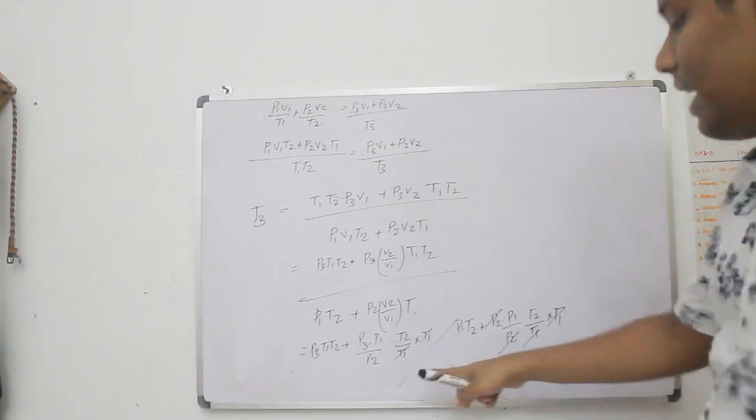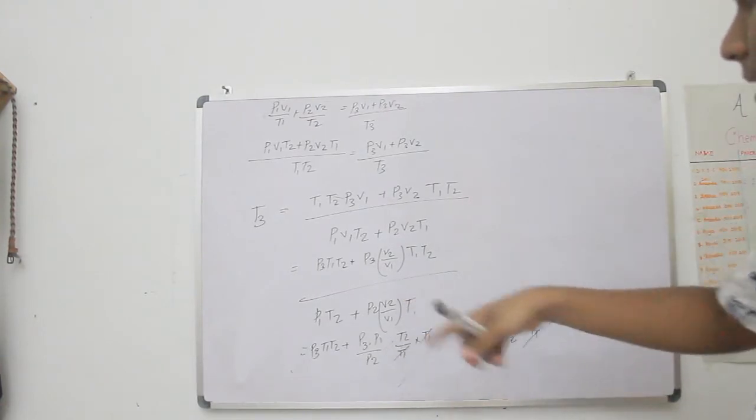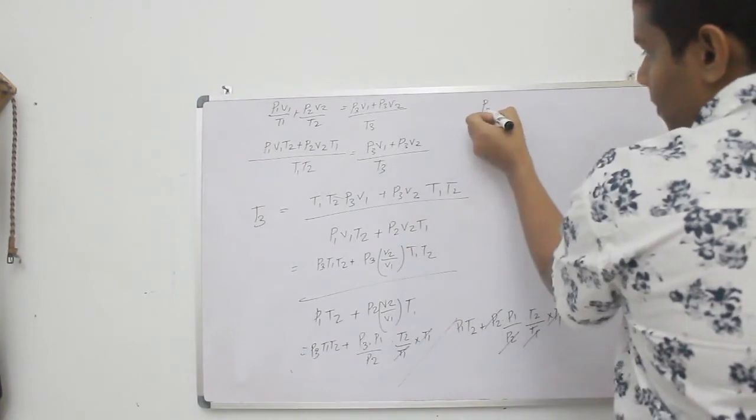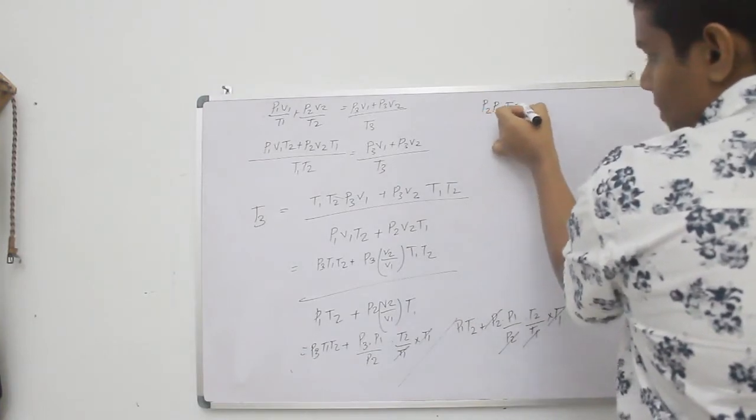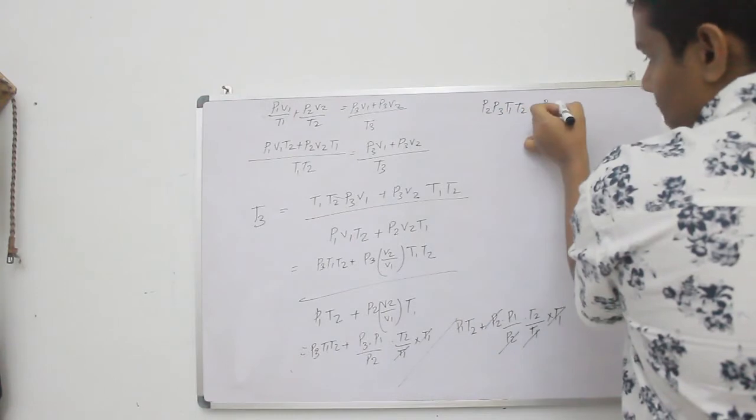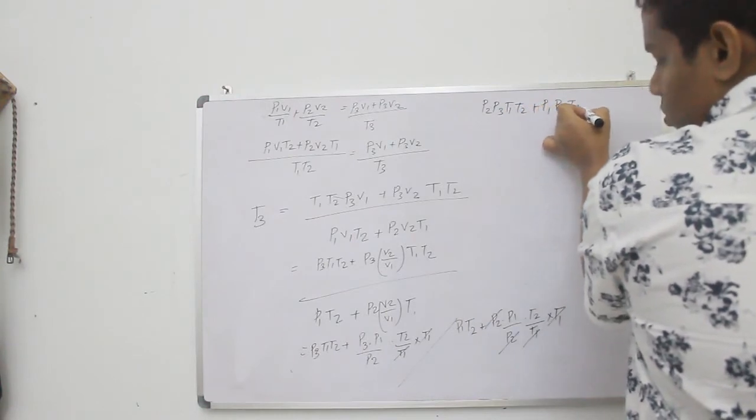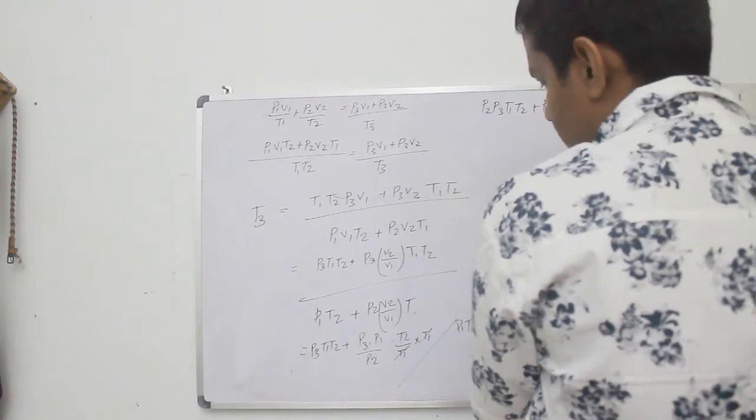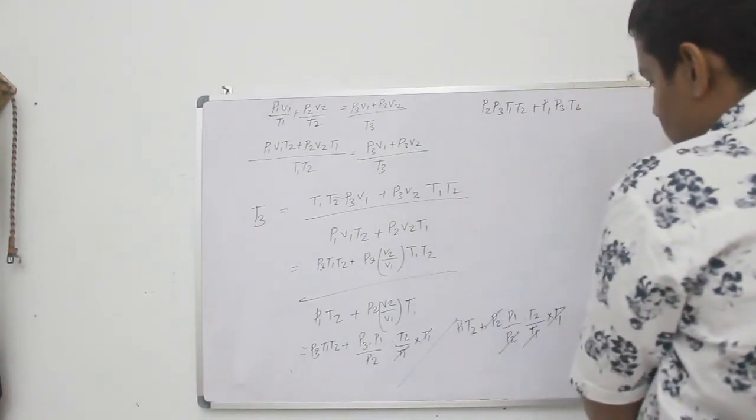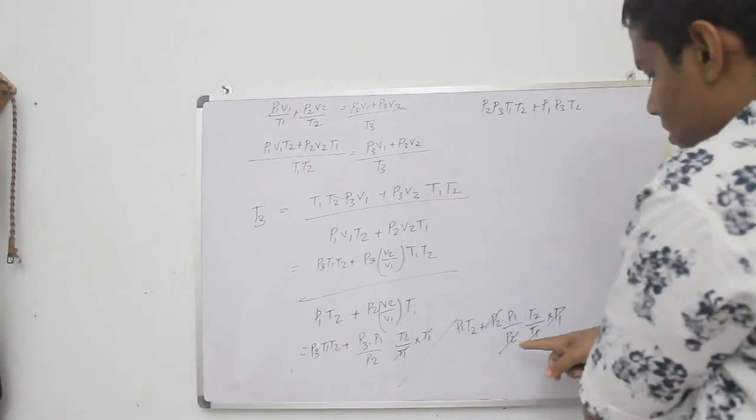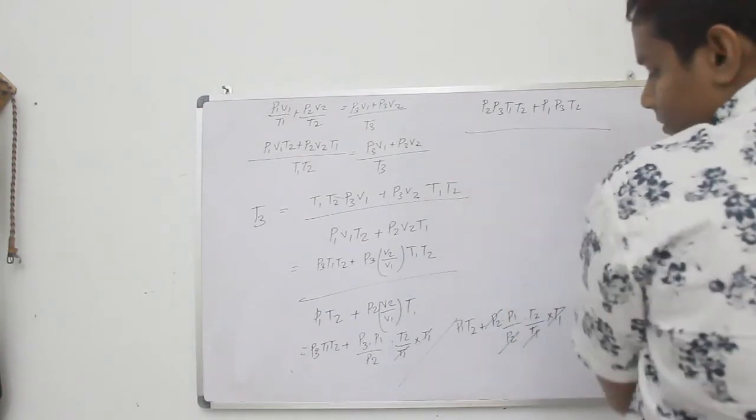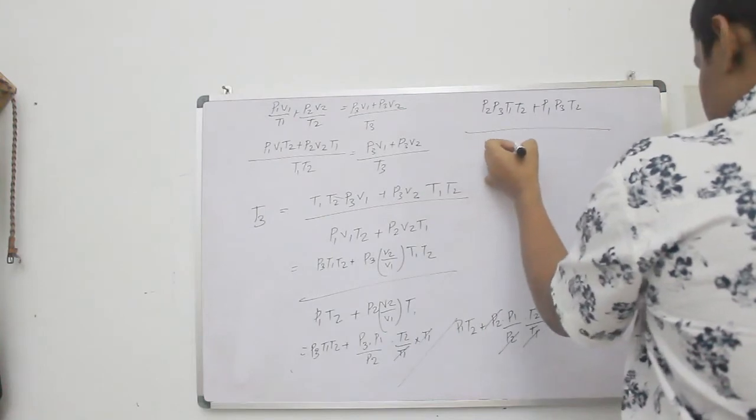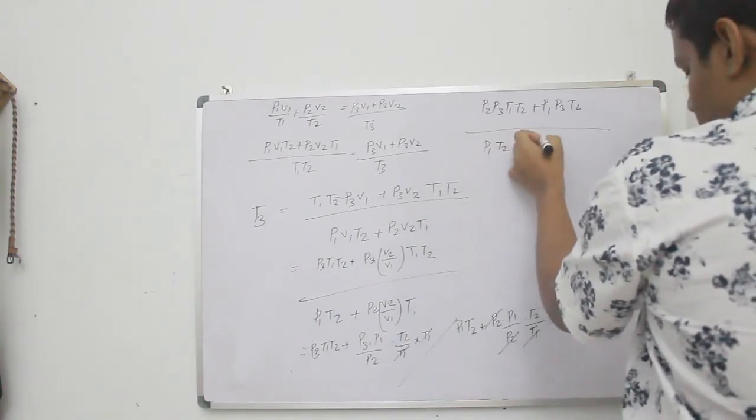So on the top side I can take P2. Now top it's like this. Now I can take P2 there. P2 P3 T1 T2 plus P1 P3 T2. Okay. Divided by P1 T2 plus P1 T2.